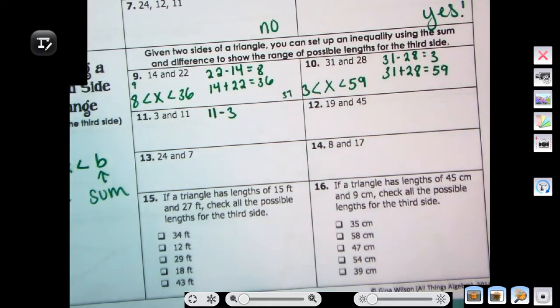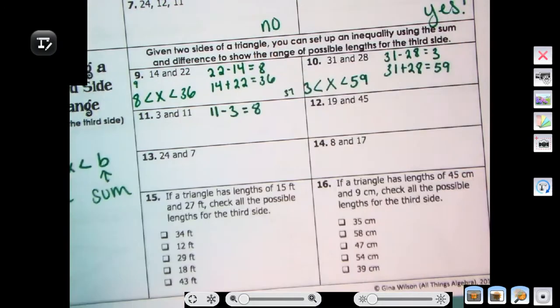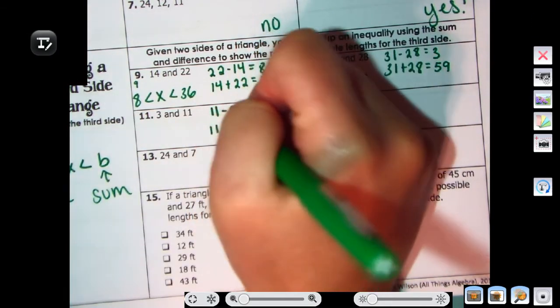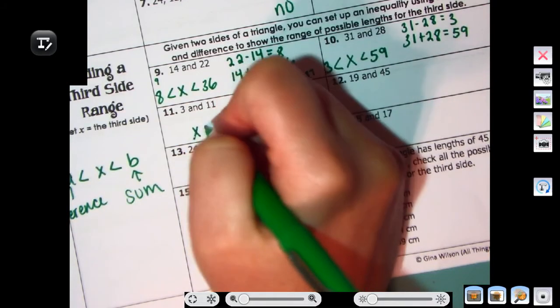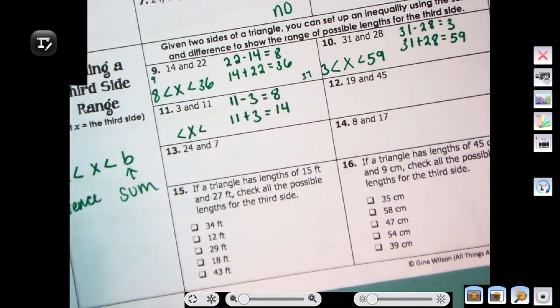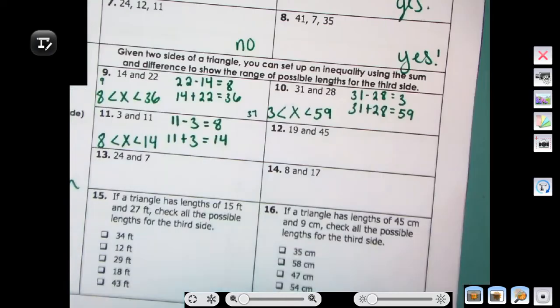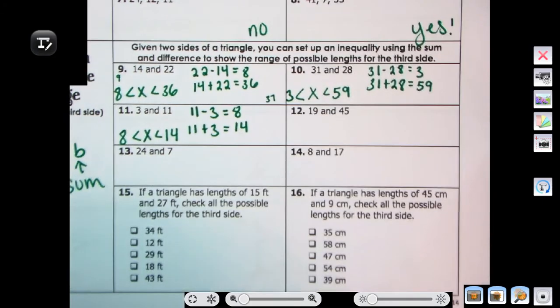So first thing I'm going to do is find the difference of 11 and 3, which gives me 8. And then I'm going to add 11 plus 3, which gives me 14. So I'm going to write my x in the middle. So x has to be in between 8 and 14. And now I'm going to have you try the next 3 and see how you do with them. So go ahead and pause and try these next 3 problems.